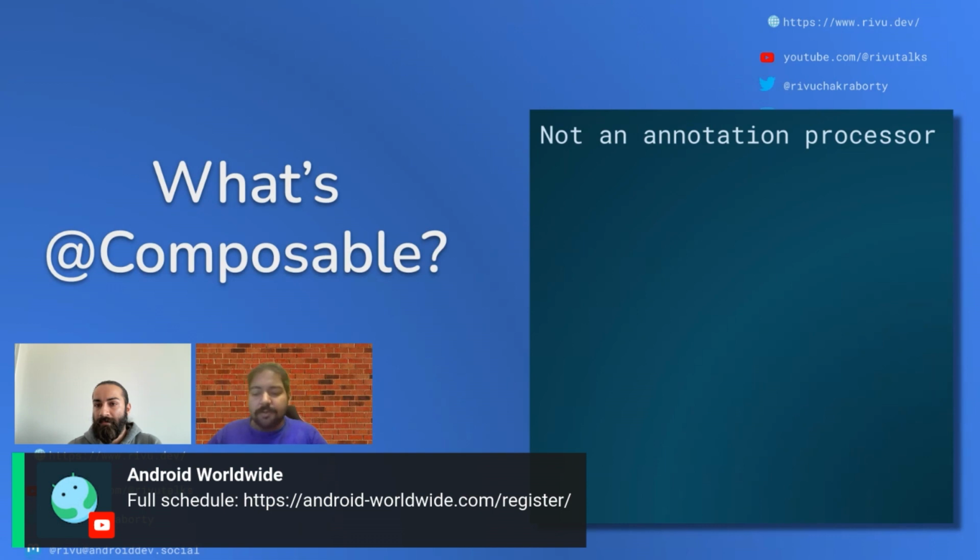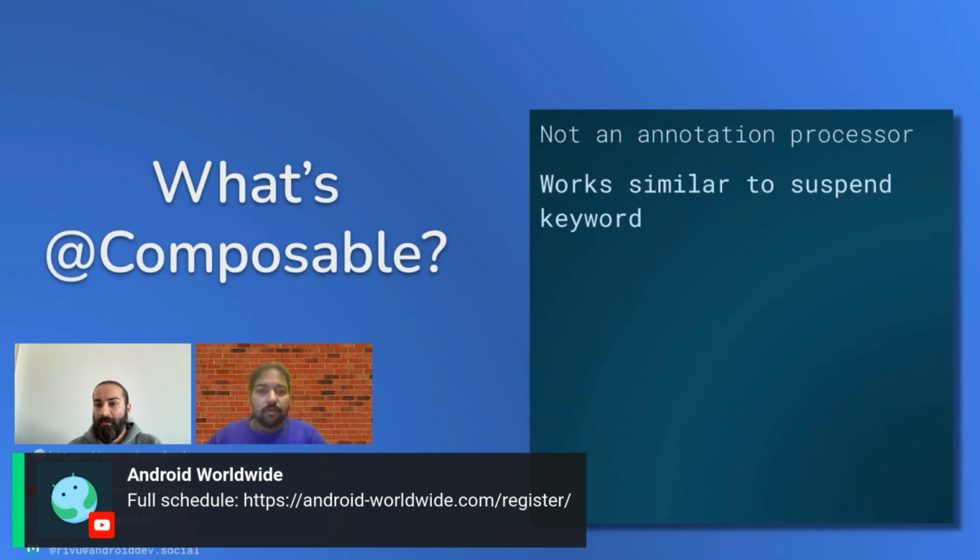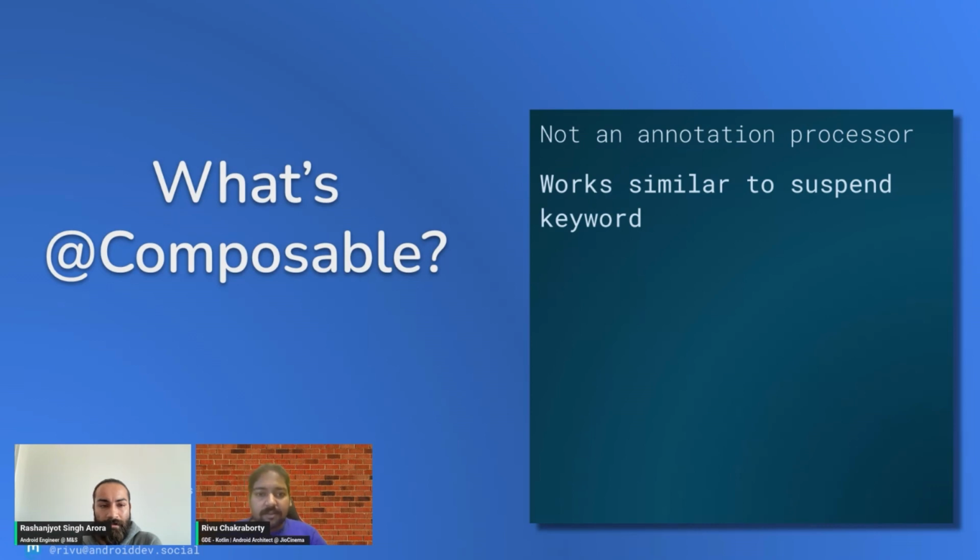So @Composable works more like how suspend works, or how @Serializable works. These are language keywords. Although they look like annotation processors, these are not annotation processors. These are compiler plugins, which work like language keywords and then generate a function, right? An annotation processor can only generate code, it cannot modify any existing function. It can write new code within the generated code, but it cannot modify or rewrite existing code, right? So that's the limitation of any annotation processor, where compiler plugins come in.